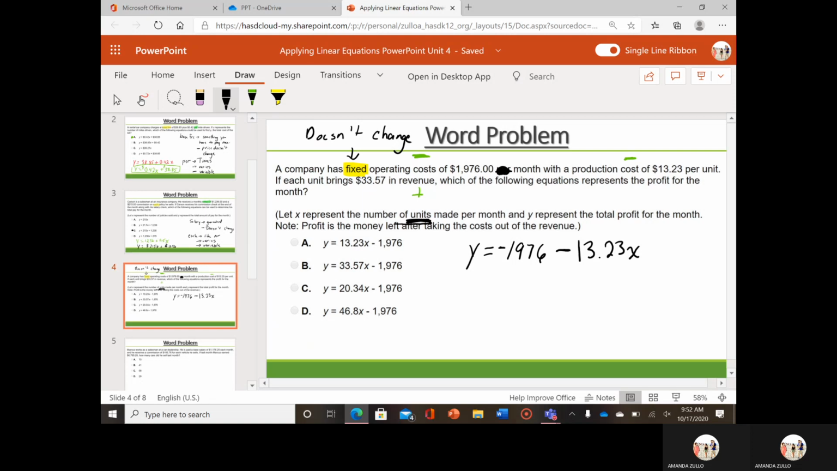If each unit brings $33.57 in revenue each, revenue is positive. So if they're getting $33.57 for each unit, we have to set up an equation that represents this, which we just did. All right. Cost is always going to be negative. Revenue is always going to be positive. All right. I don't like that they said per month, because we're just looking at the 1 month. Okay. So that's why I don't have to put a variable by my $1,976. Okay. It's already fixed. That's something that doesn't change every month. And since the question just asked over the course of 1 month, that's why I don't have a variable by $1,976.